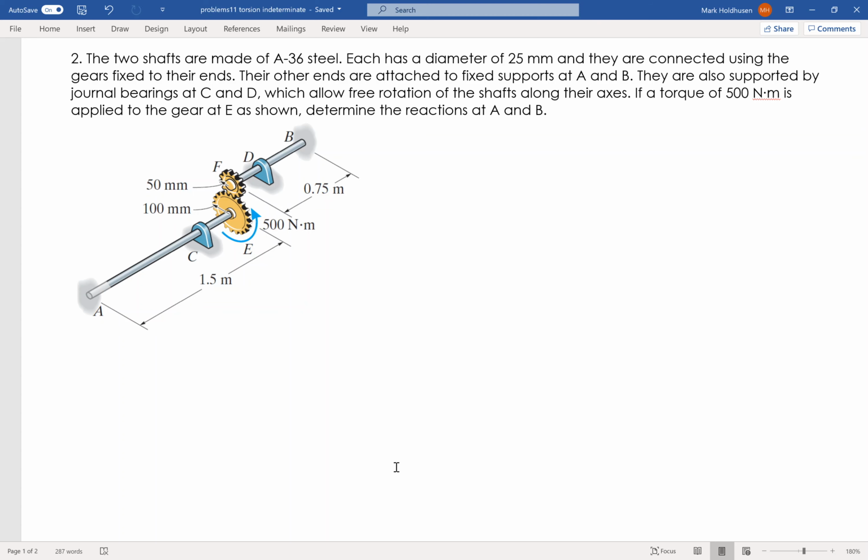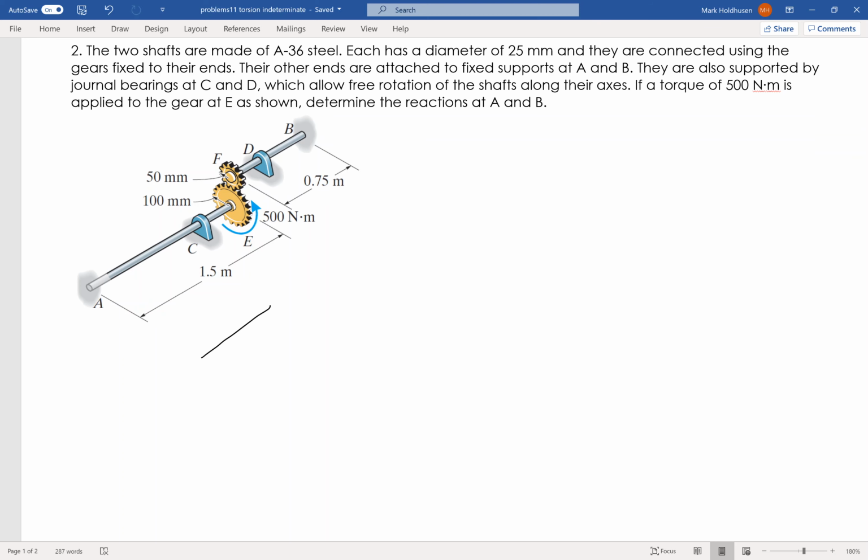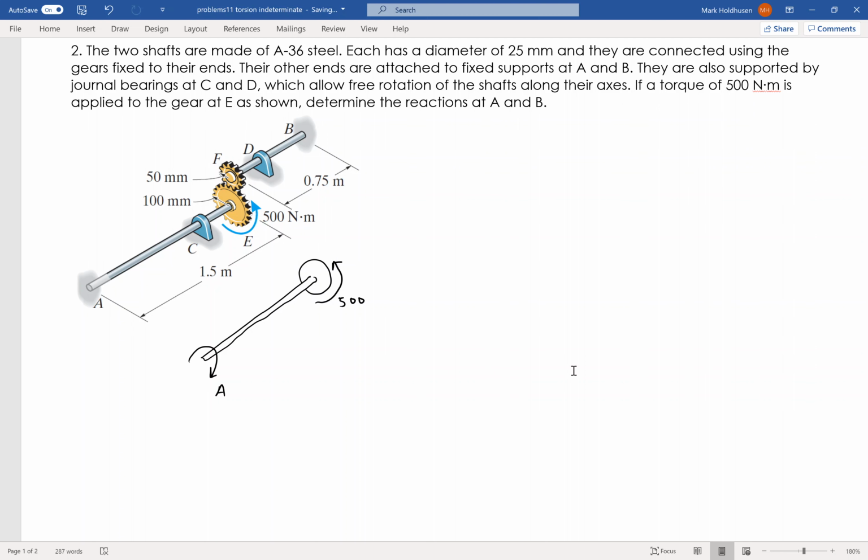So I'm going to go ahead and draw two free body diagrams, because I have two free body diagrams here. So here is A, so again I've got 500 Newton meters applied like so. Heading in the opposite direction, I'm going to have A fixed there, as well as a force applied at the outer edge in the opposite direction like this, and I'll call that force F. That's the interacting force between the two gears, to balance that 500 Newton meters.